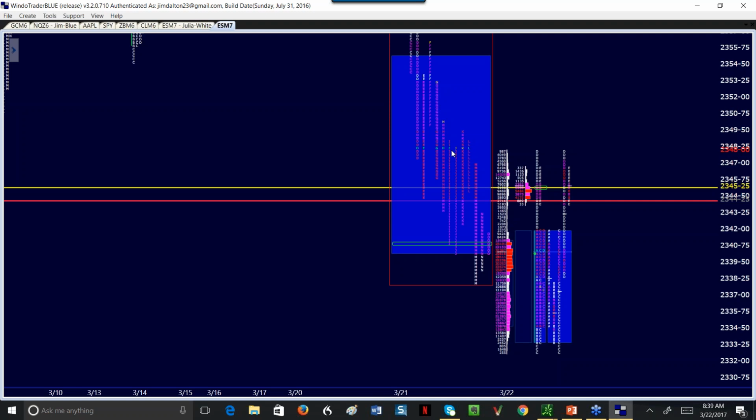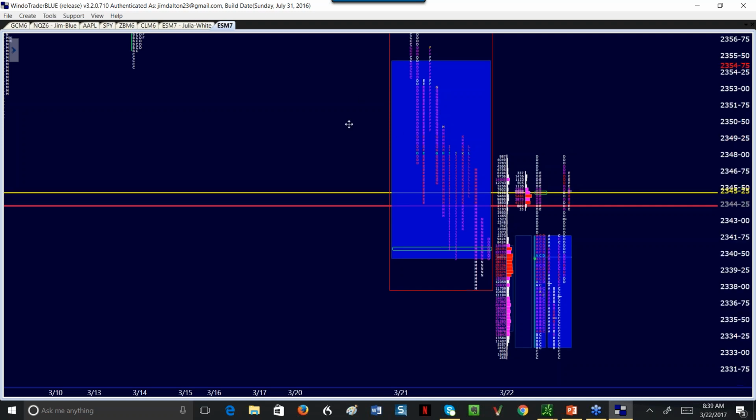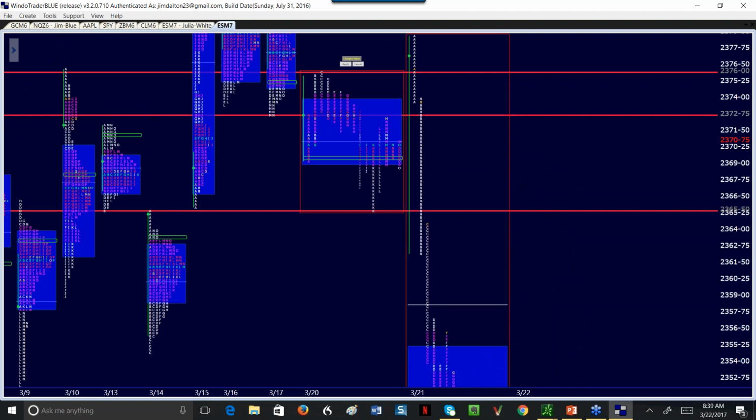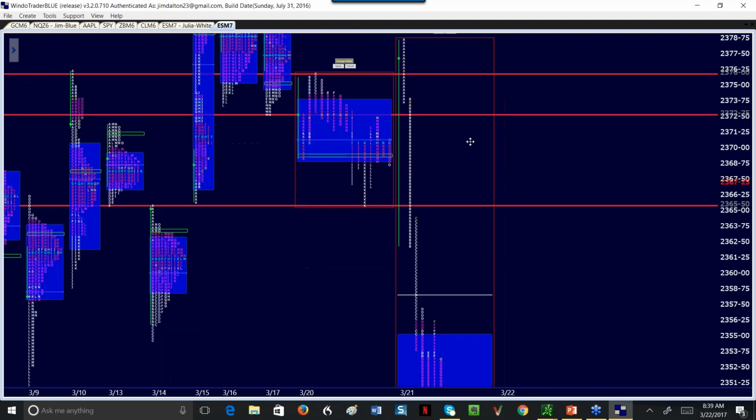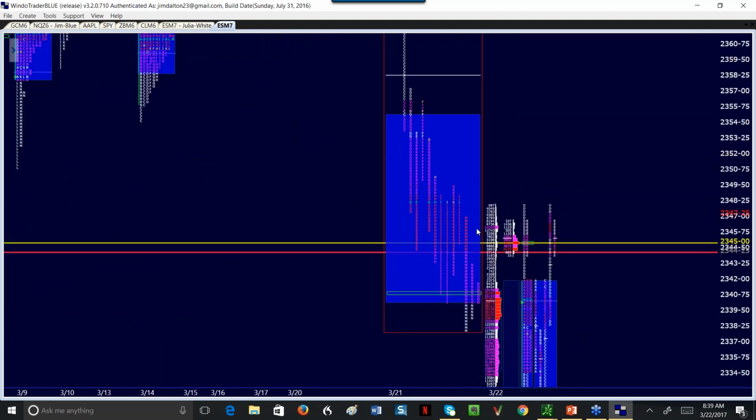And remember, why did the market? We had this huge break in the morning, the outside day, the huge break, and then we moved sideways for a considerable amount of time in the afternoon.